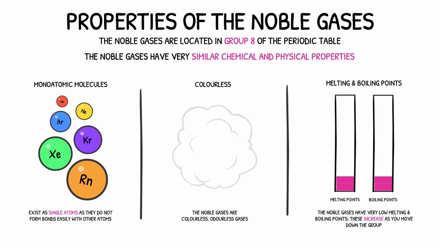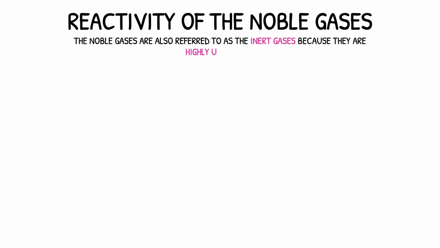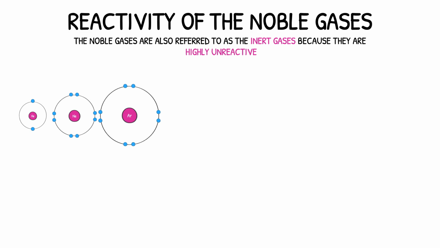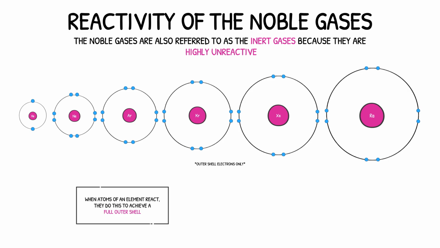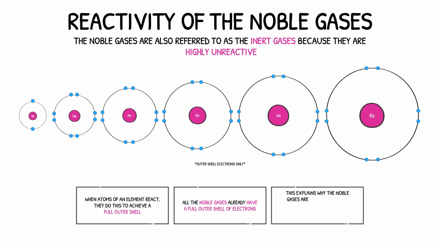As well as the trends in their physical properties, there are also trends in the chemical properties of the noble gases, namely that they are all inert, meaning that they are all highly unreactive. The unreactive nature of the noble gases is explained by their electronic arrangement. Now remember, when an atom of an element is reacting, it is doing so because it wants to achieve a full outer shell. All of the noble gases already have a full outer shell of electrons, and therefore do not need to react with another element to achieve this. This lack of chemical reactivity also explains why the noble gases are sometimes referred to as the group 0 elements.